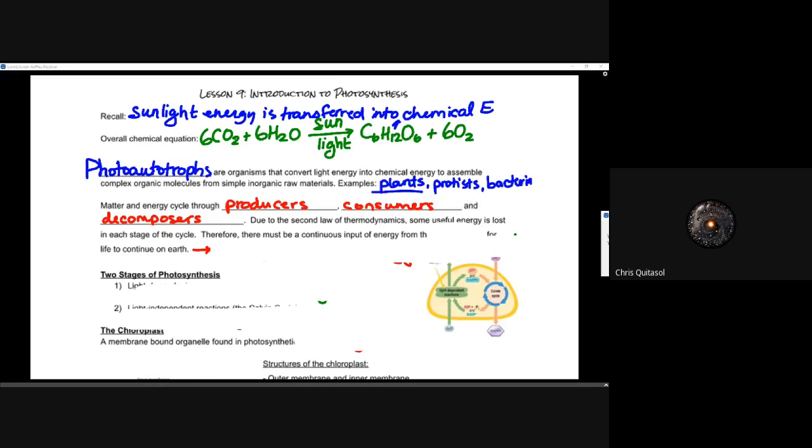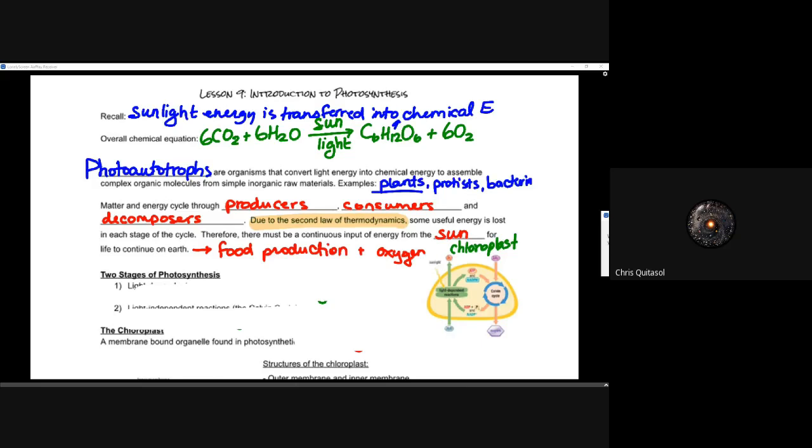When you think about producers of plants, consumers like us and any other animal, and decomposers like fungi and some bacteria, we have to think of it in the context of that second law of thermodynamics again, right? Some useful energy is always going to be lost in each stage of the cycle. Therefore, there must be a continuous input of energy from the sun for life to continue on Earth. Without it, all life would cease to exist. It is physically impossible for life on this planet to exist without that energy input from the sun.